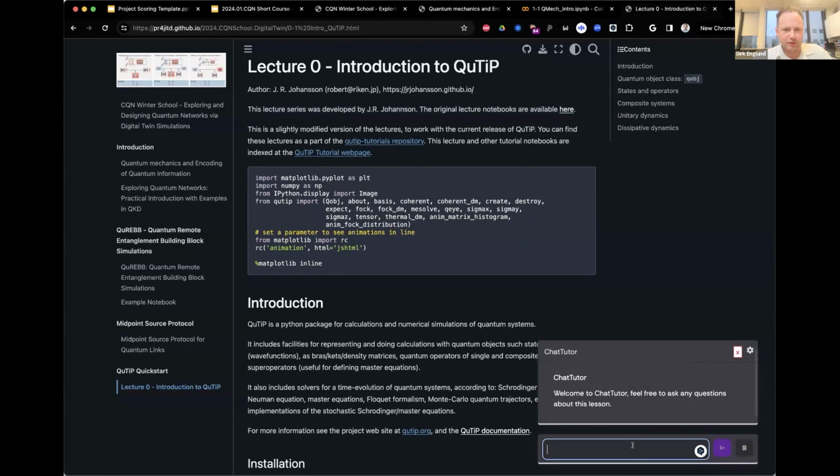I want to make sure that you can all see the right page. Yeah, we're seeing the right page. Very good.